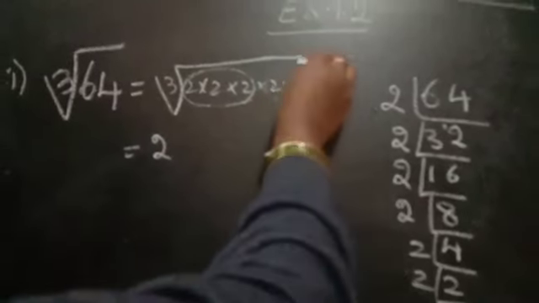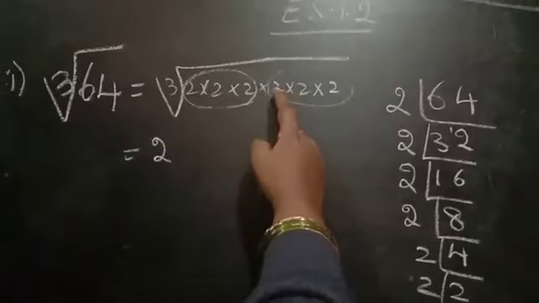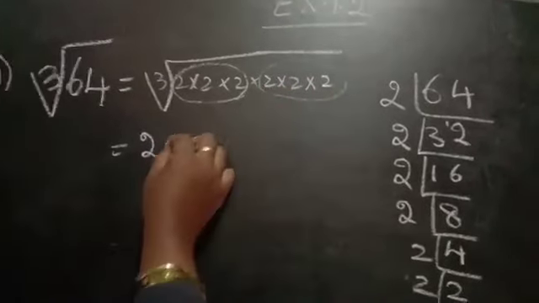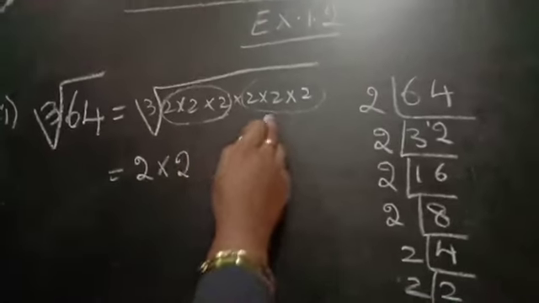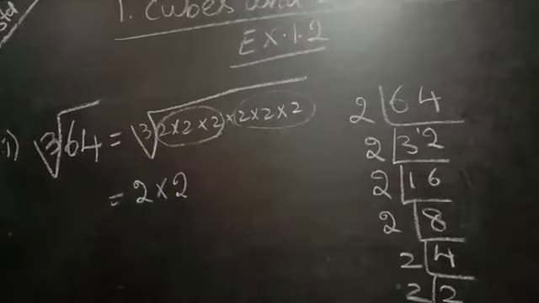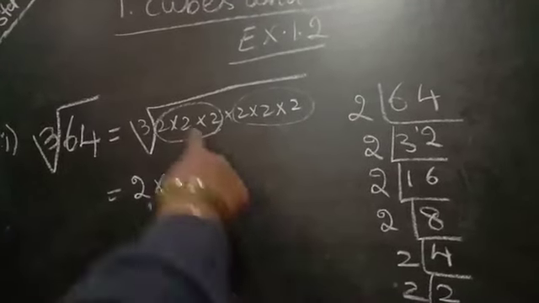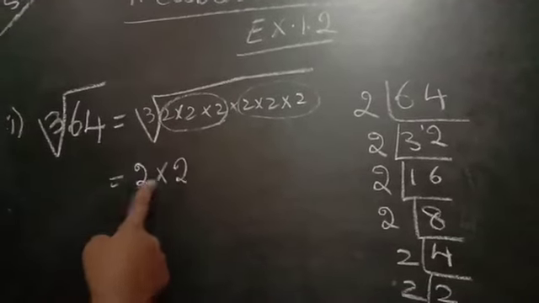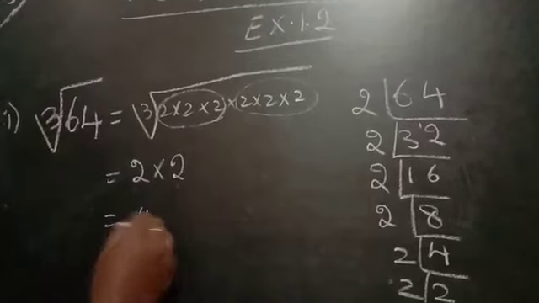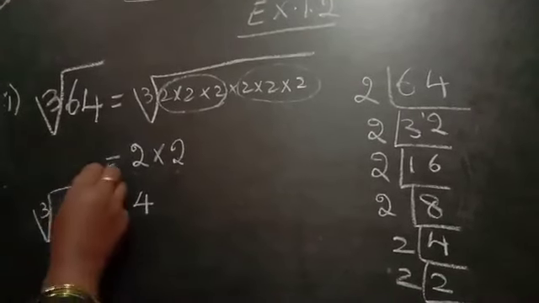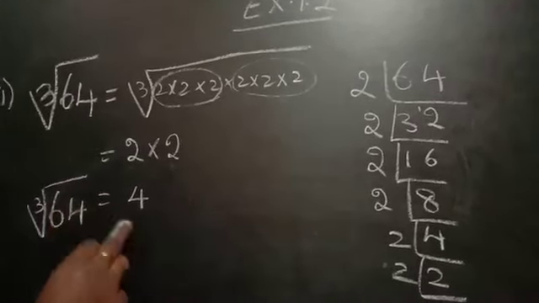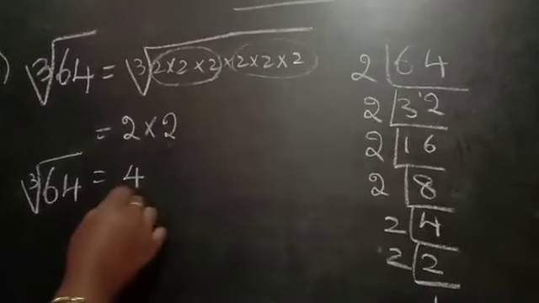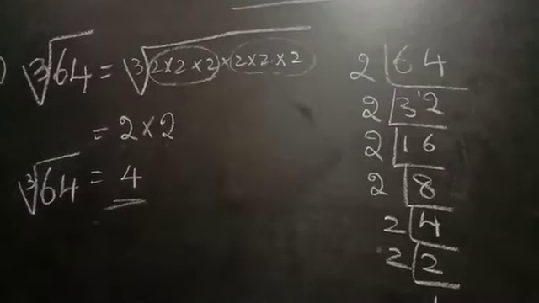In this, one more set of 3 twos is there. So one more 2 can be taken out of the cube root box, but inside no number is left now, so we can leave it like that. So 2 2s are 4. Therefore the cube root of 64 is 4. This is the answer.